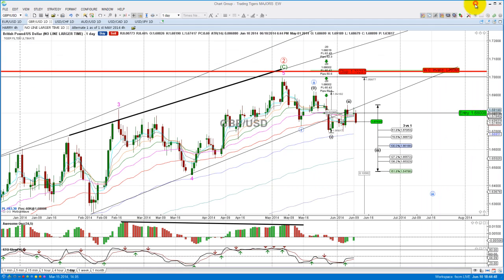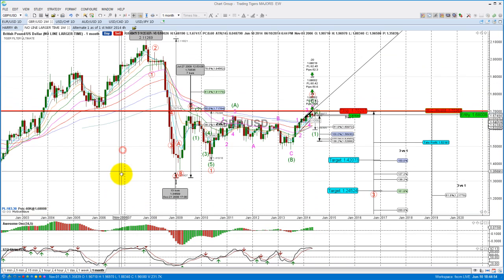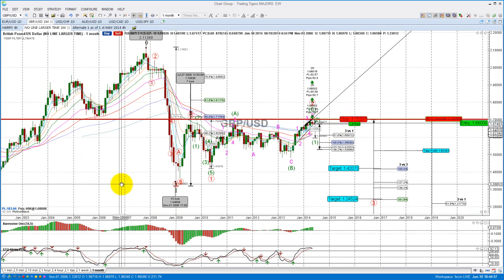So, let's go to the chart. So here we have the pound dollar. Let me put it on the monthly chart so you can actually have a look at what's going on.